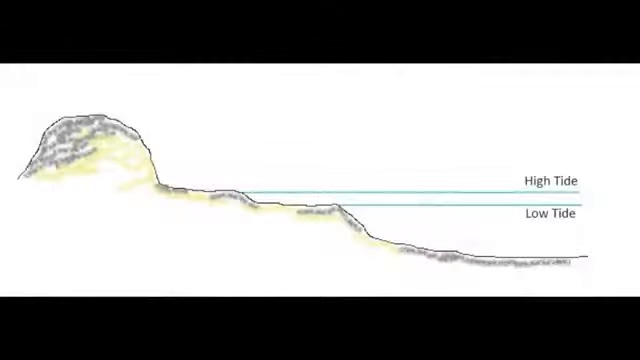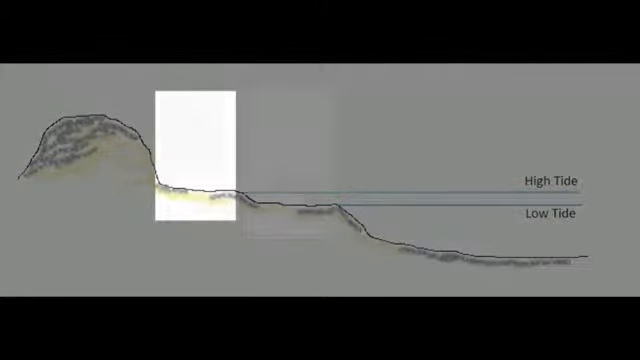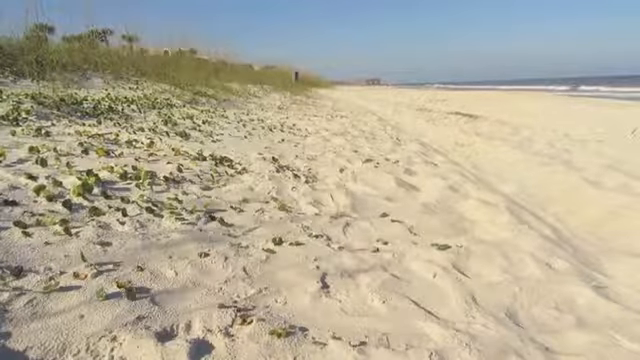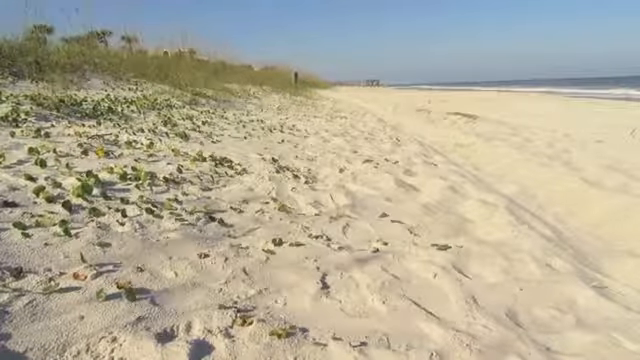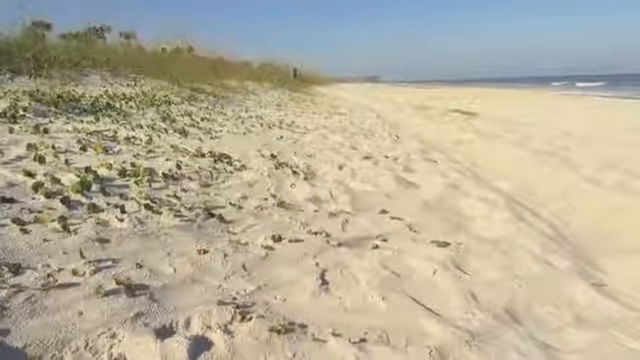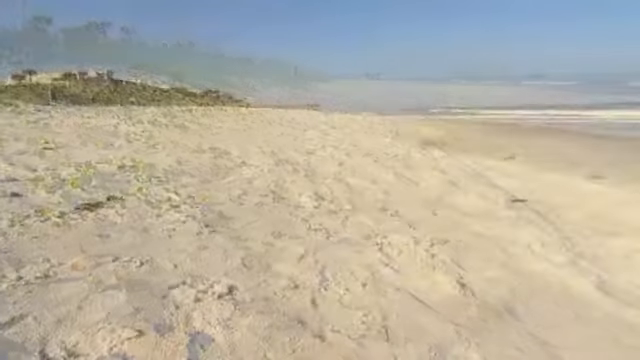Sandy beaches have three main areas or zones: the backshore, the foreshore, and the nearshore. The backshore is the area of the beach closest to the dunes. It is generally dry and only submerged during extremely high tides or storms.